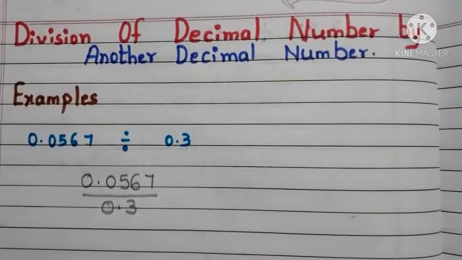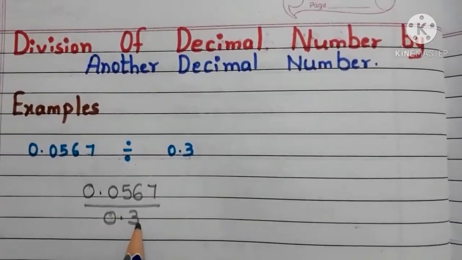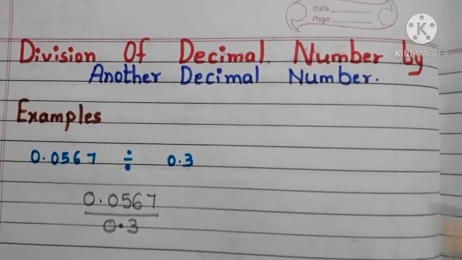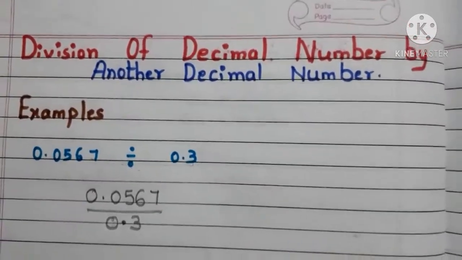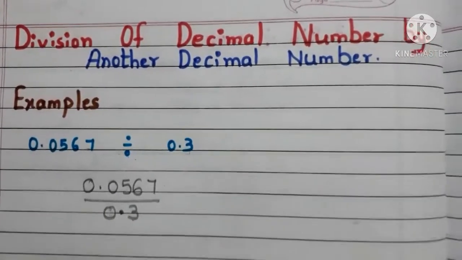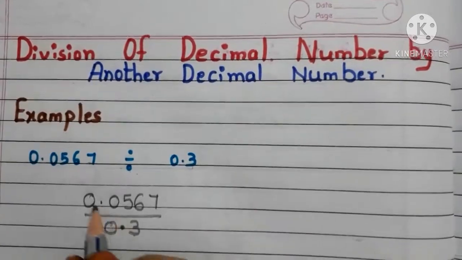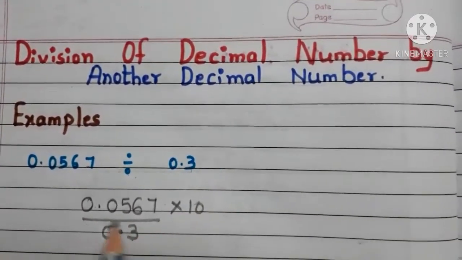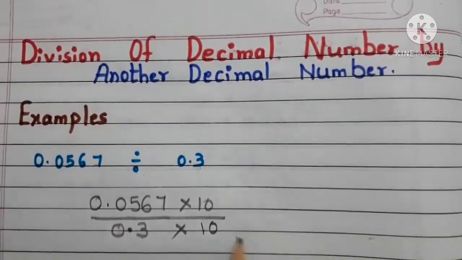Let us see how to convert 0.3 as a whole number. See, in the 0.3 decimal point after only one digit is there, right? So we have to multiply the numerator and denominator with the number 10 so that 0.3 becomes a whole number. Now let us multiply. See, 0.0567 into 10 by 0.3 into 10.